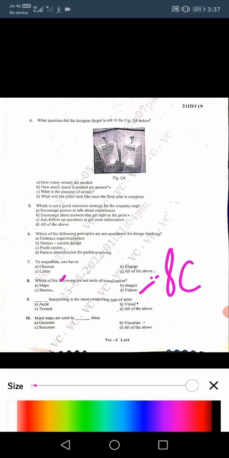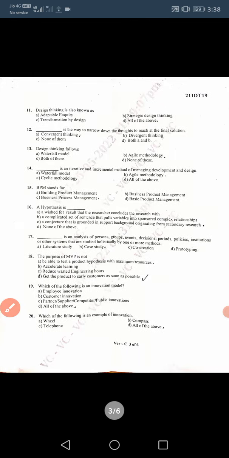Okay. Ninth one, dash storytelling is the most compelling type of storytelling. Compelling means most interesting, like that. So what type of storytelling is it? It is obviously visual. So for the ninth one, the answer is B. Next, 10th one, mind maps are used to dash ideas: generate, visualize, structure, all the above. Obviously it is visualize. For 10, it is B. Next, 11th one.